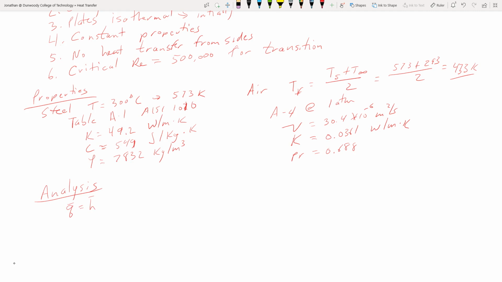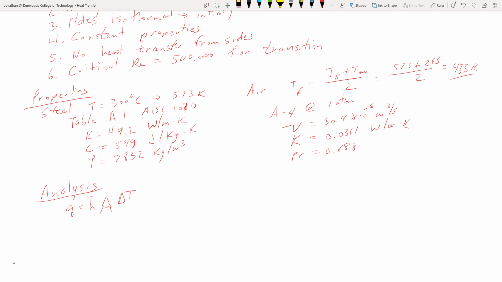Oh, no bar on the Q there. Q = h bar A delta T. And so we're going to look for a Nusselt number average over the area. Now if we look in the book, we'll need to find a Reynolds number. So let's find the Reynolds number first.